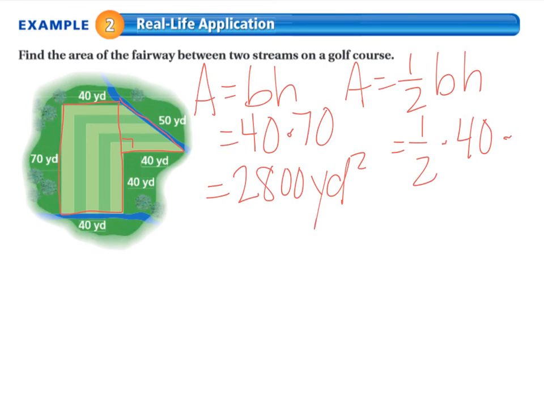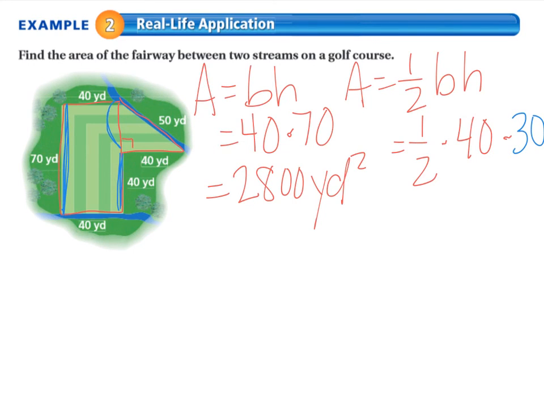Well, I have to figure out that height, don't I? Because this 50 here, that's not a height. The height has to be perpendicular to the base. Well, I know that from here to here is 40. And I know that from here all the way to here is 70. And that's across from that. So from here to here, that must be 30. That's my height right there.